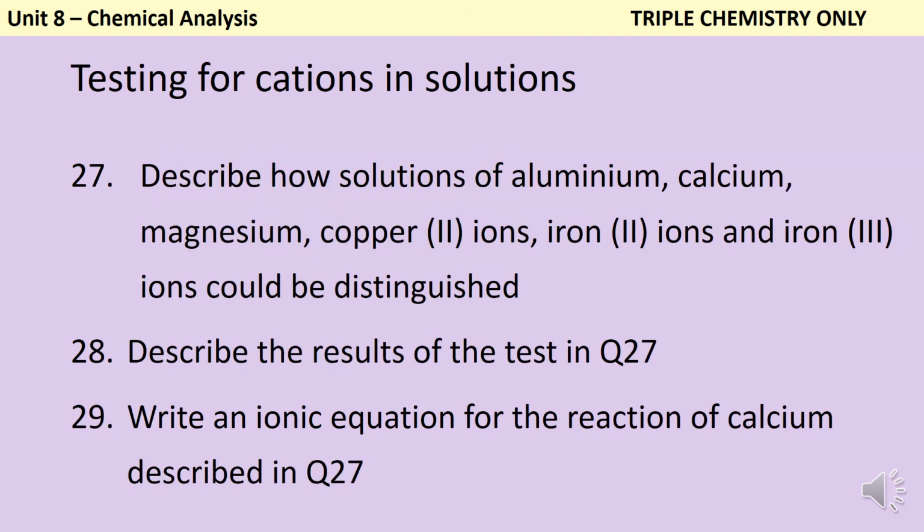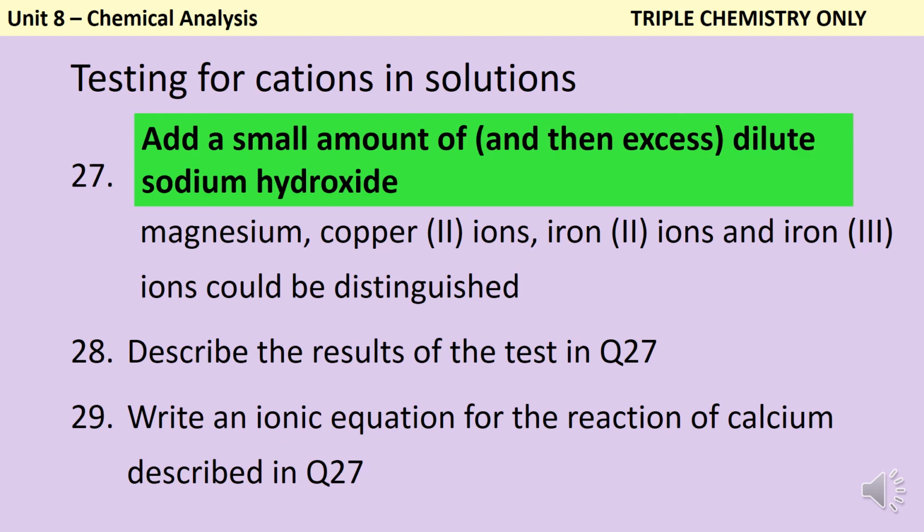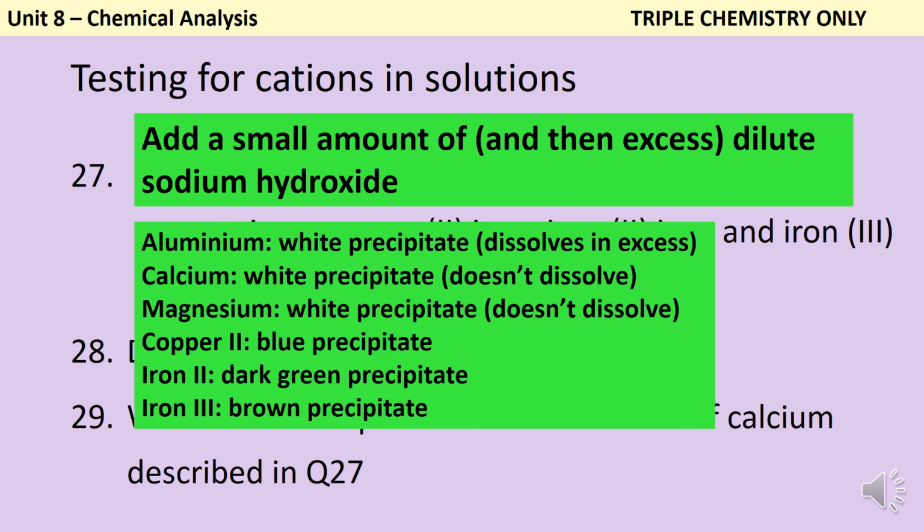We can test for certain cations in solutions by adding a small amount of sodium hydroxide, and then afterwards we may want to add excess, we may want to add more of it. If we do this to something that has aluminium ions in it, it will produce a white precipitate, and if we continue to add sodium hydroxide, that white precipitate will start to dissolve. Calcium ions and magnesium ions also produce a white precipitate, but because calcium hydroxide and magnesium hydroxide are quite insoluble, it doesn't matter if we add any more of the sodium hydroxide, they're not going to dissolve. So that would allow us to distinguish between aluminium ions and calcium and magnesium ions.